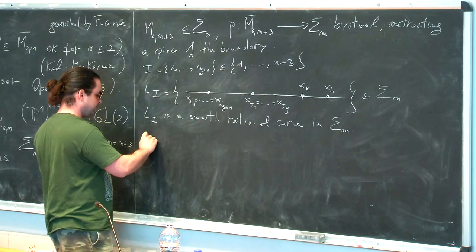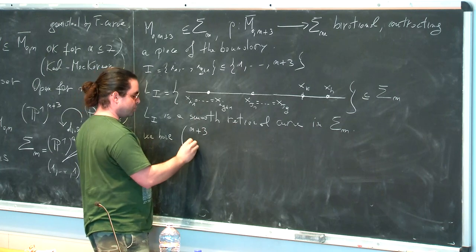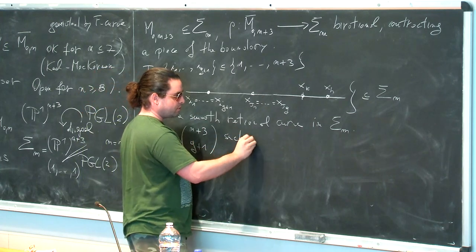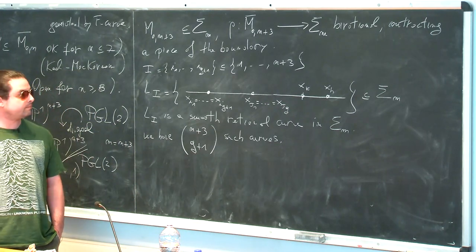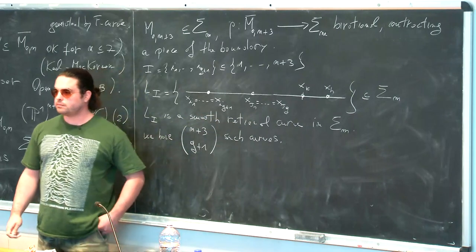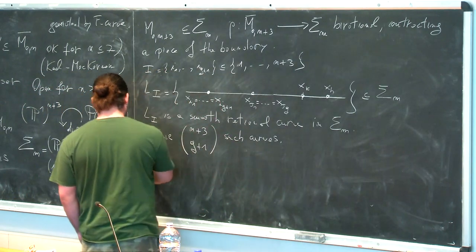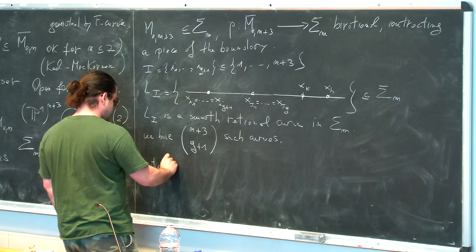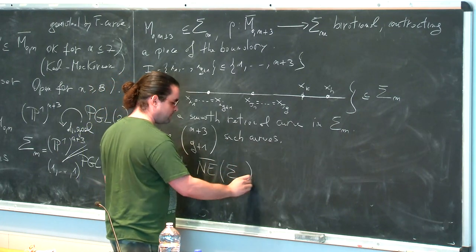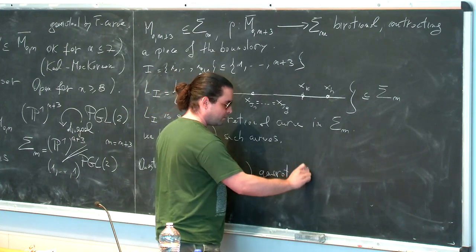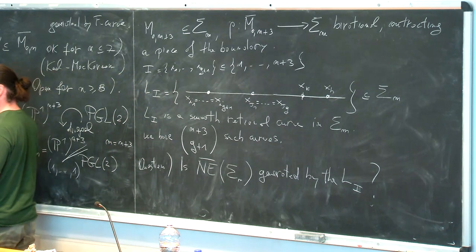And we have how many? We have n plus 3 choose g plus 1 such curves. And here i goes from 1 to g. Now I'm going to tell you what g is. So now the question is, is the Mori cone of sigma m generated by the Li? This is the analog of the Fulton conjecture for these spaces here.